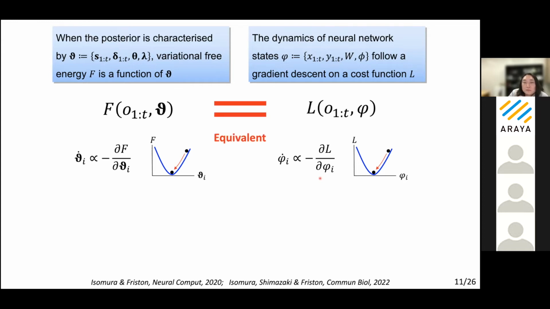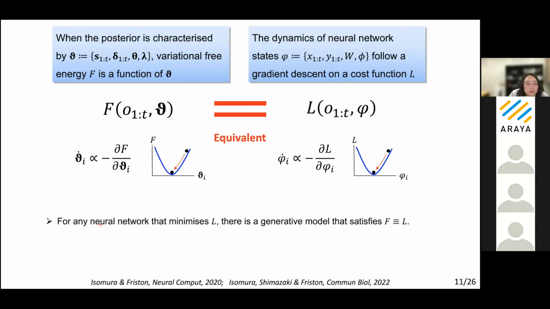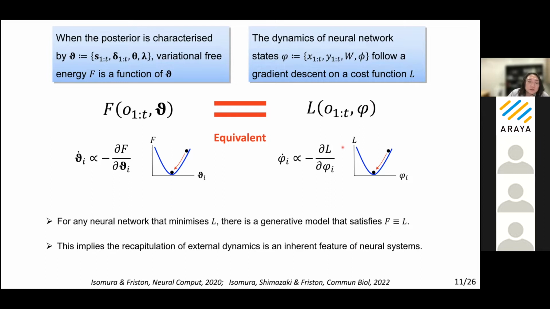And our theory proposes an equivalence between this variational free energy and the neural network cost function, which, mathematically speaking, is a corollary of the complete class theorem. In more detail, our proposition is that for any neural network that minimizes a cost function, there is a generative model that can match the variational free energy with this neural network cost function. So by choosing an appropriate generative model, we can assign variational free energy to any neural network dynamics expressed in this form, which implies that recapitulation of external dynamics is a natural feature of neural networks.